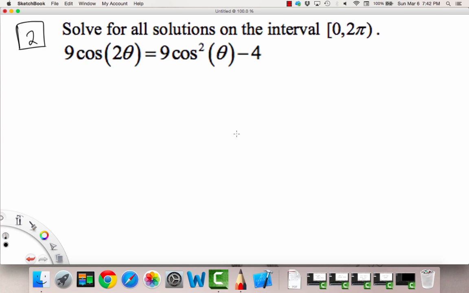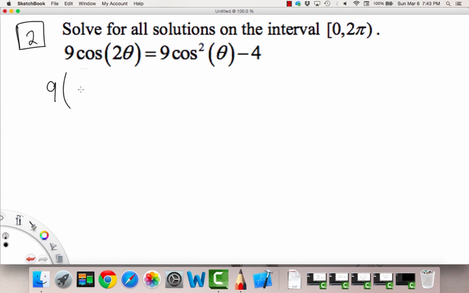They're not mine. Okay, number 2 asks us to solve for all solutions on the interval 0 to 2 pi. So we have this equation here, and we see automatically that we have some kind of double angle going on. So that means we're going to need a double angle identity for this.